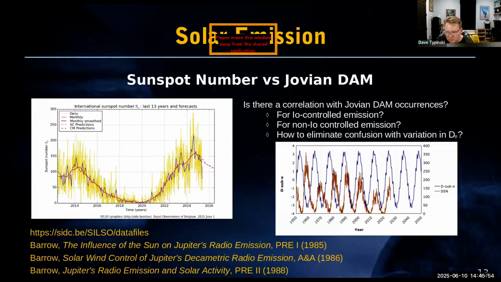Well, over the intervening decades, now we have high D sub E, but we also have high solar activity. So if we see an increase in Jovian DAM being observed, is that due to solar influence, or is that due to high D sub E? I'm not sure how you'd eliminate the confusion there, other than waiting another 100 years for it to go back out of phase and then look at the previous 200 years of data, but I'm not going to live that long. But it still would be a really cool analysis to do.